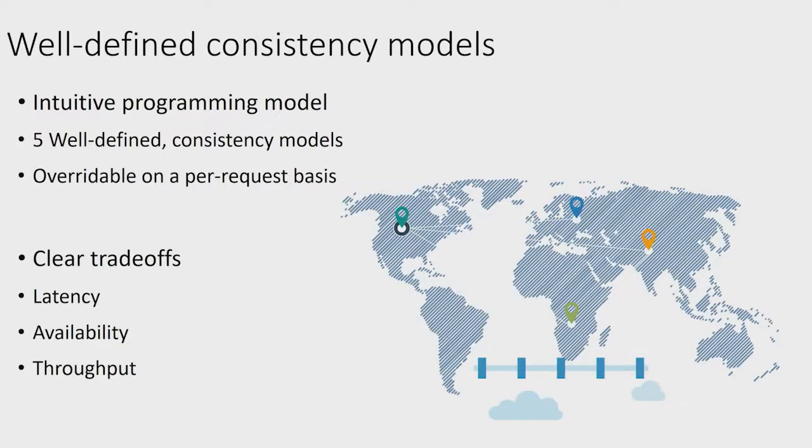This is where Cosmos DB is really showing something very novel. What we do is we actually give you 5 tunable consistency models. They're overridable on a per request basis, and this will give you very clear trade-offs for consistency versus latency, availability, and throughput.